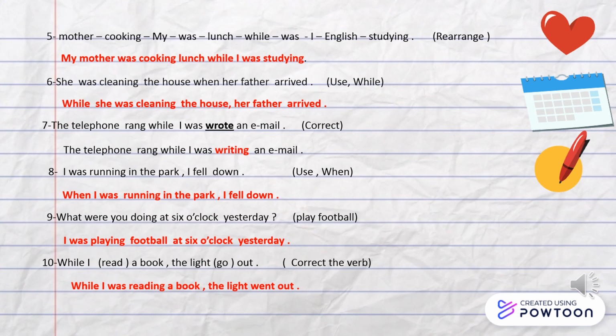We are going to the last one. While I read a book, the light go out. You should correct the verb between brackets. Yes, the answer would be, while I was reading a book, the light went out.